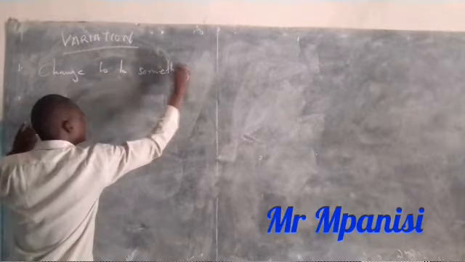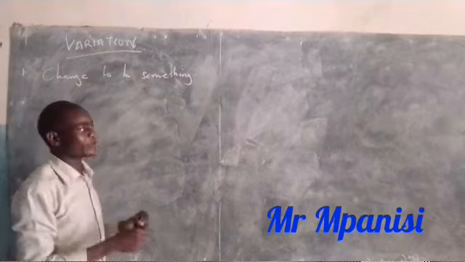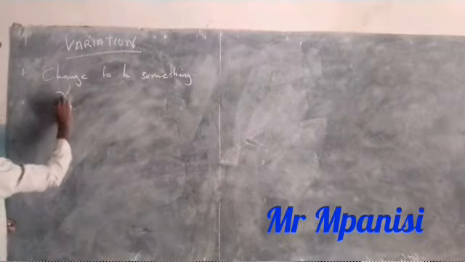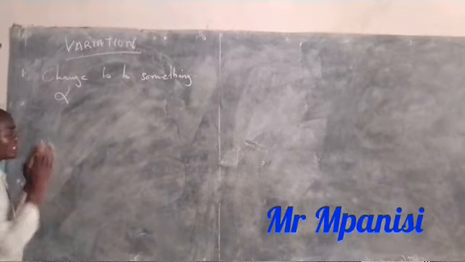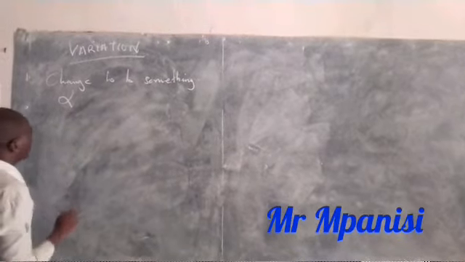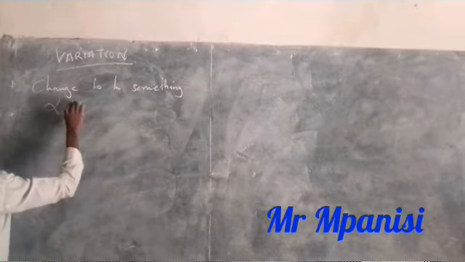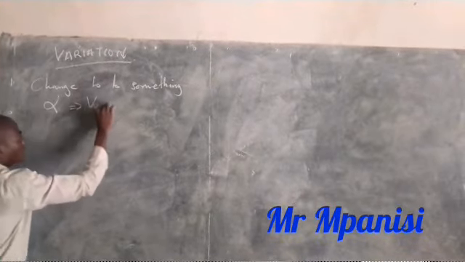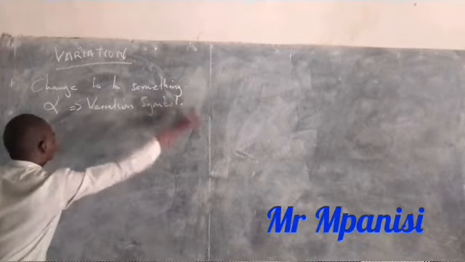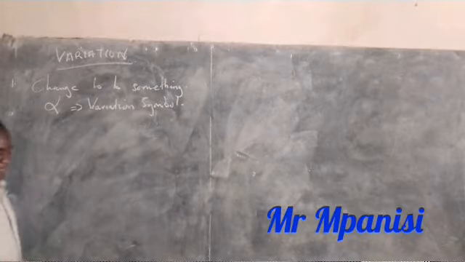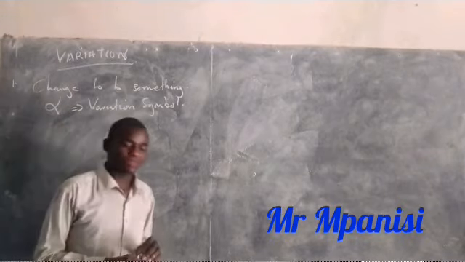Okay? Now, there is a symbol that we use to calculate variation. Okay? This symbol is the symbol for variation. We use it mostly in variation. Alright. So, symbol. Okay. That is the symbol that we use to denote the variation.